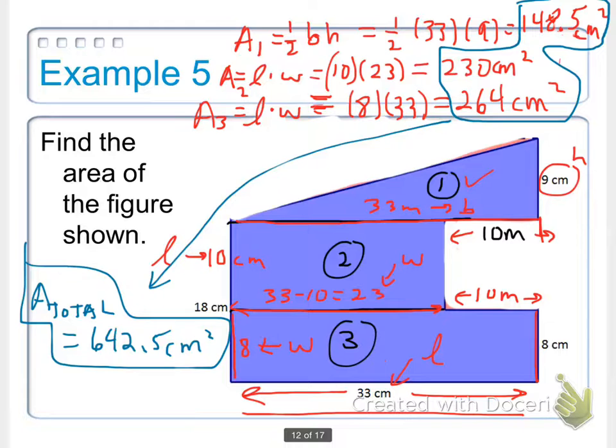Okay, so that's a tricky problem. I'm going to stop it here. I'm going to do the same problem a different way.